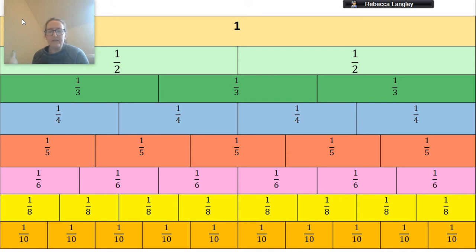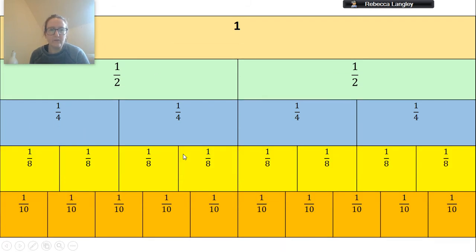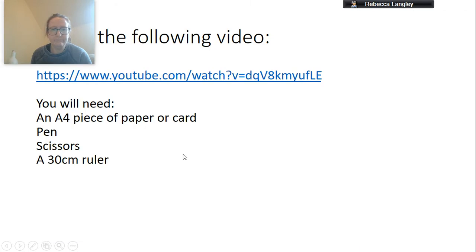It's a practical task. If you do not have the stuff for the practical task, like you don't have a 30cm ruler, it is no problem. You can just use this image. So you can just pause here and use this image to do the task after it. So you might end up with something like this. This is a fractions wall. This is also a fractions wall.